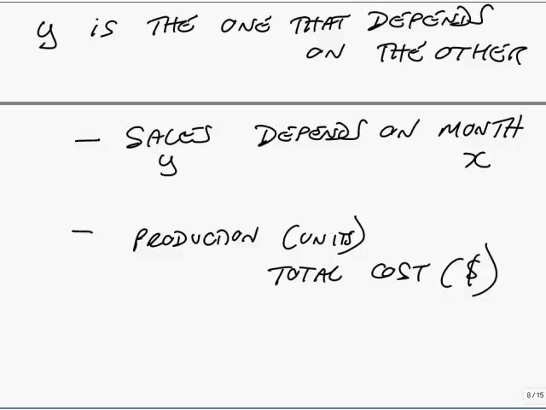And so, Y would be the total cost. It depends on X, the number produced. Alright?